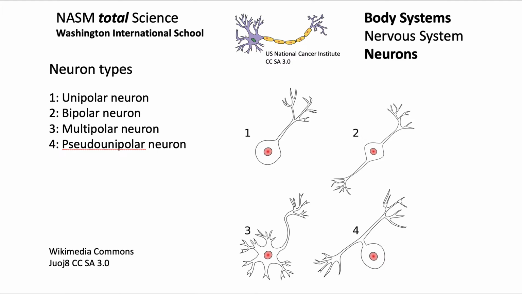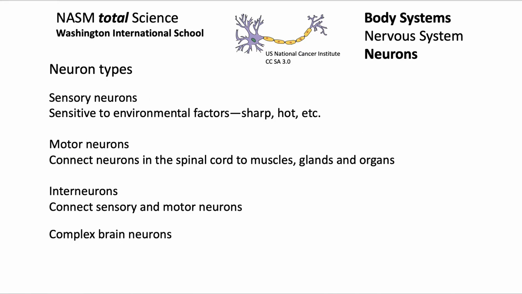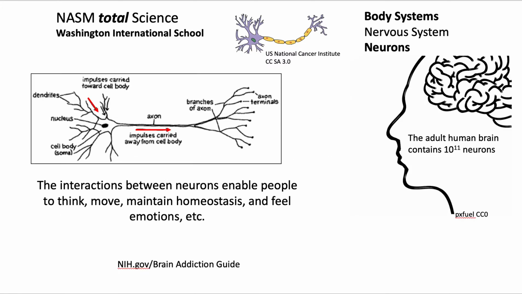And here we have different neuron types. We're going to particularly just look at number 3. And the different types of neurons: sensory neurons, motor neurons, and interneurons, which connect sensory and motor neurons, and then complex neurons in the brain.